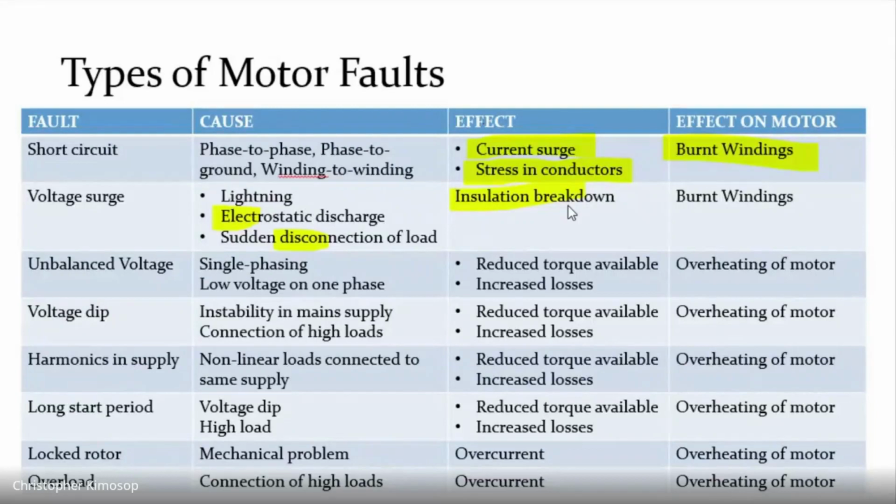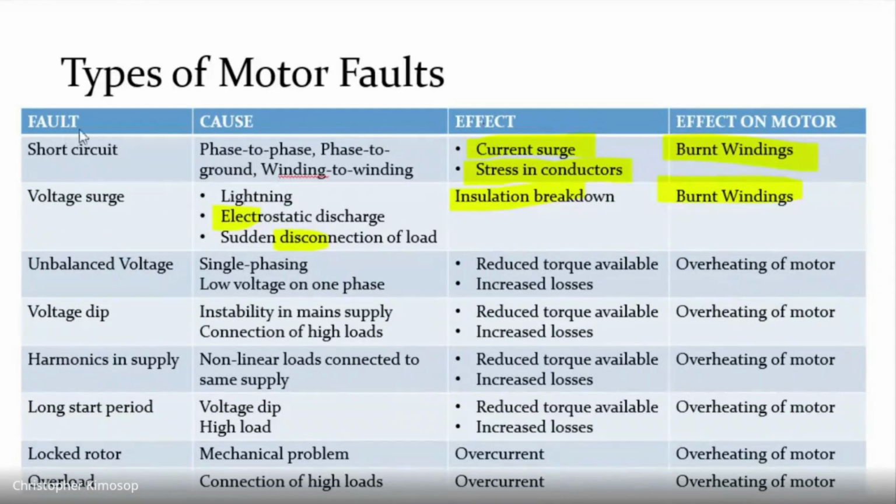And of course, most of us have seen what motors look like. You have very many thin conductors with micrometer thick insulation. So if the voltage breaks that down, you then have a short circuit, which leads to the same impact of burnt windings. So these two, the short circuit and the voltage surge, cause direct burning of windings because of the electrical effects on the motor. The rest of the effects that we look at cause overheating of the motor. These are indirect effects of the various problems that we are talking about.